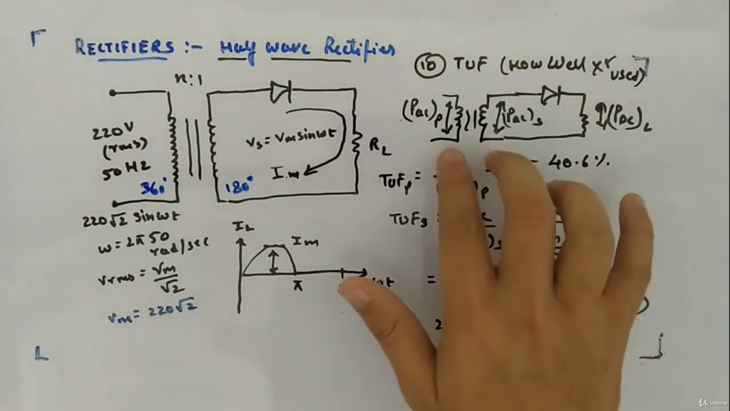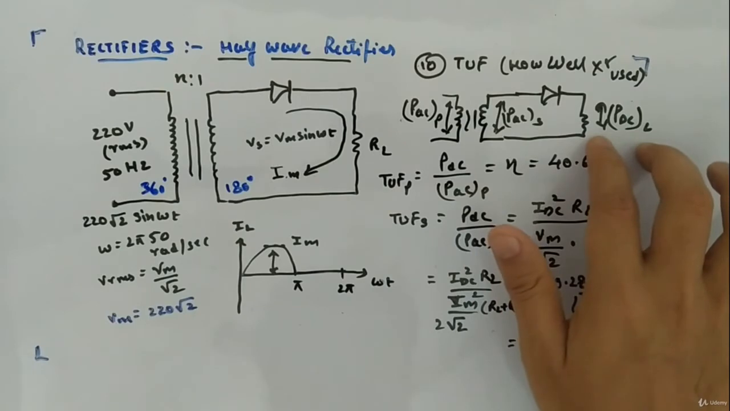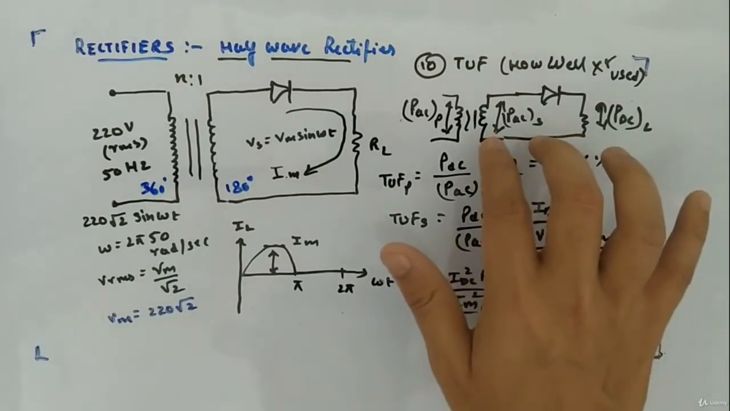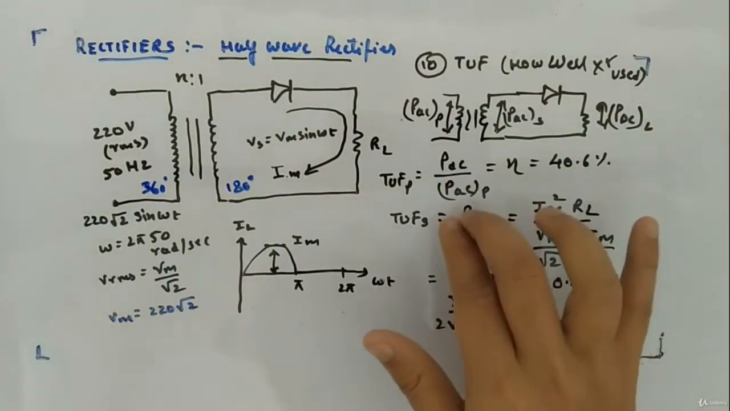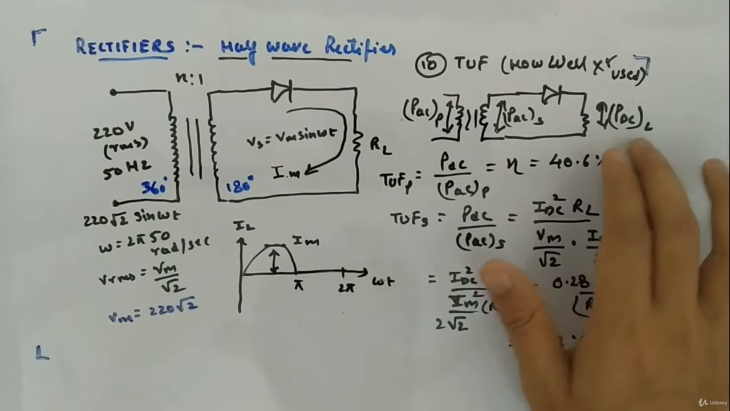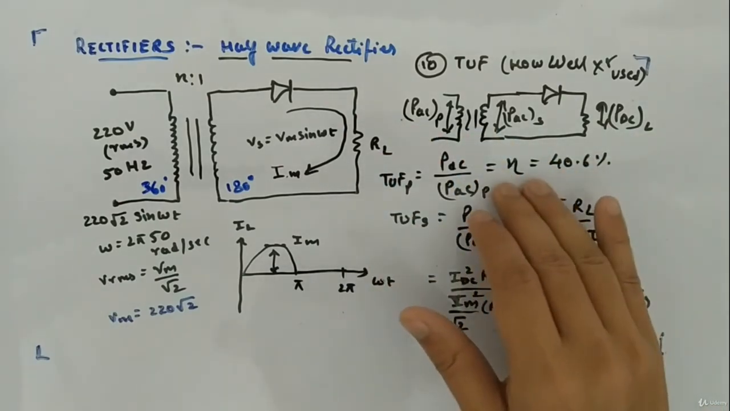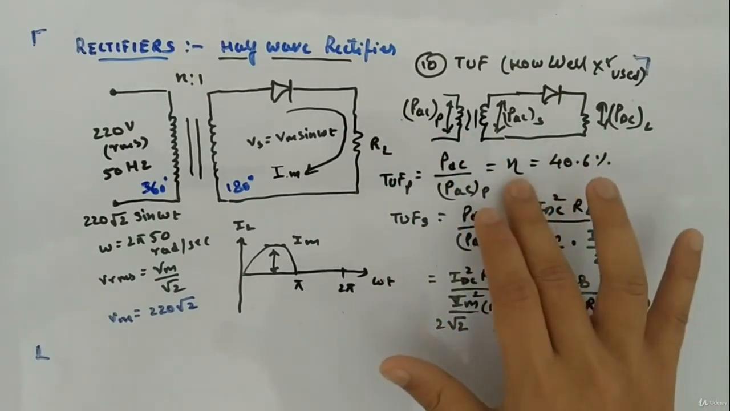Now here we calculate the DC power across the load with respect to the AC power at the secondary and the AC power at the primary. What I want to mention here is, first, with respect to the primary, if you see the power ratio, it is exactly equal to efficiency.